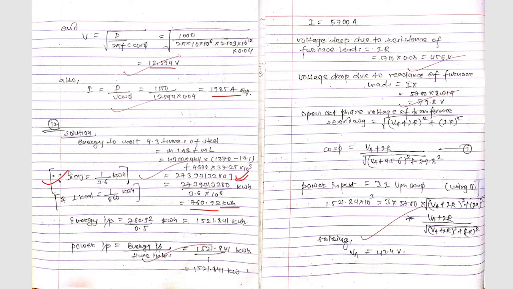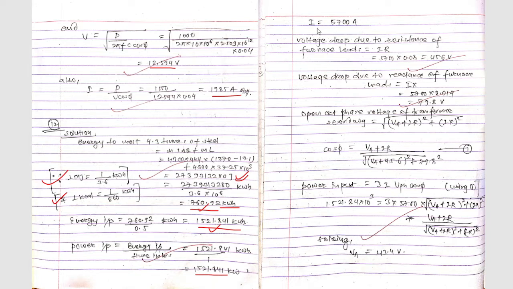So use this technique in question 12 and use this technique in question number 13, and the remaining process will be the same. Now energy input will be this value upon the 50% efficiency given, so upon 0.5, we will get 1521.841 kilowatt hours. And now power input will be energy input upon time in hours, and time is 1 hour, so we will get 1521.841 kilowatt.